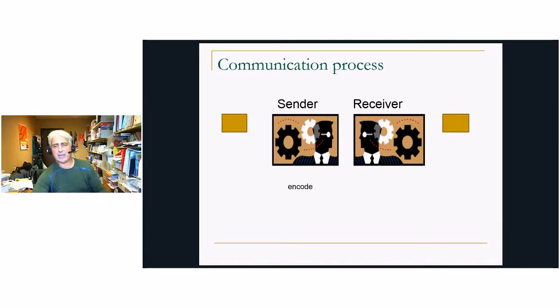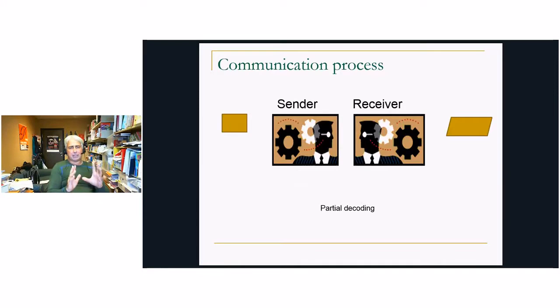So the sender needs to encode and the receiver needs to decode in order to promote understanding. Now, if I as a sender visualize the rectangle on the left and the receiver visualizes the parallelogram on the right, we have something called a partial decoding. It's pretty close, okay? The receiver hasn't misunderstood completely, but it's not quite what I as a sender have had in mind.